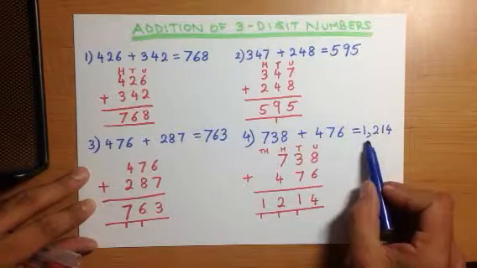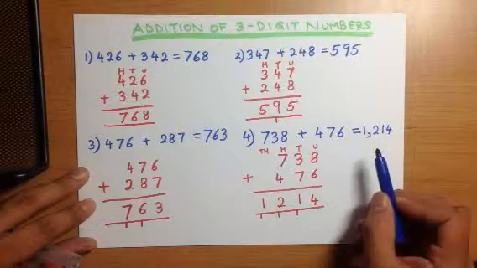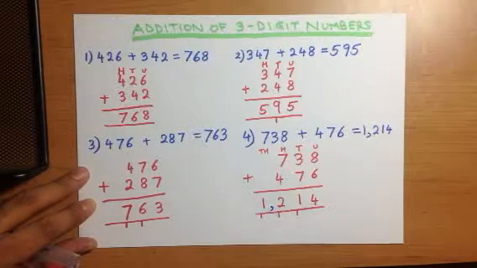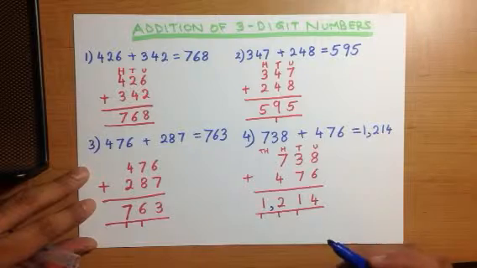1,214. I always like to put a comma here to separate the thousands from the hundreds. It makes it easier to read. In fact, you can even put a comma over here. And that's it. The addition of 3-digit numbers.